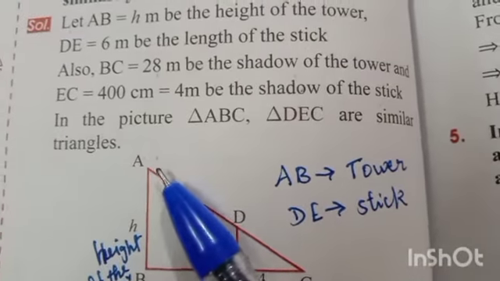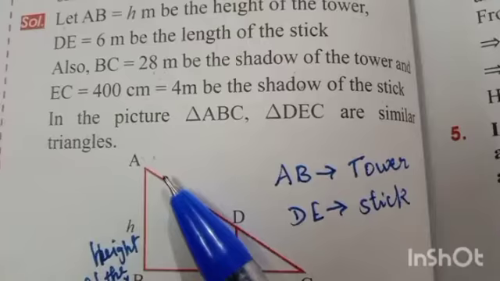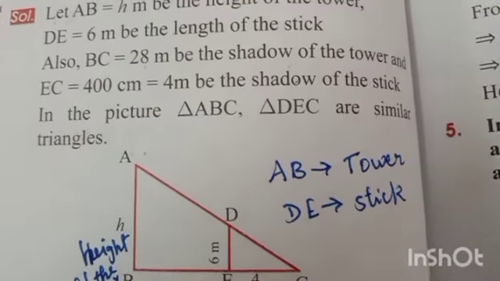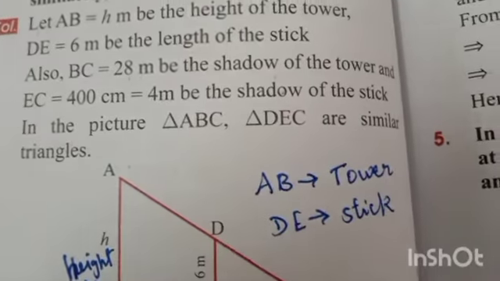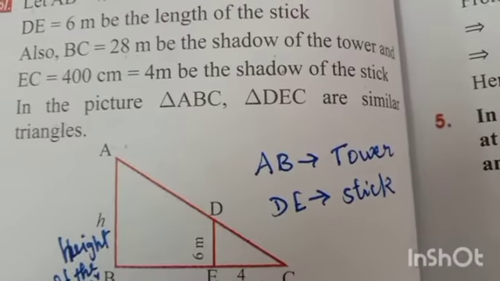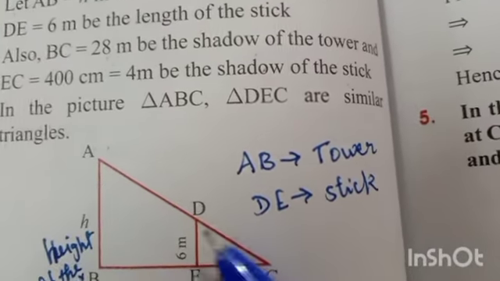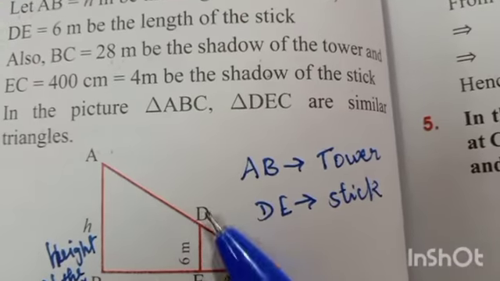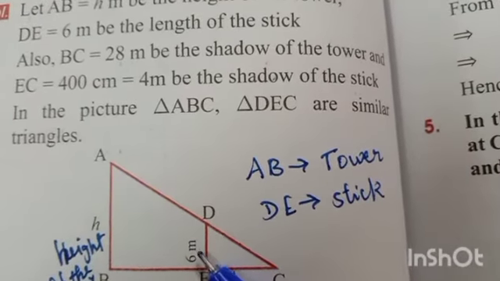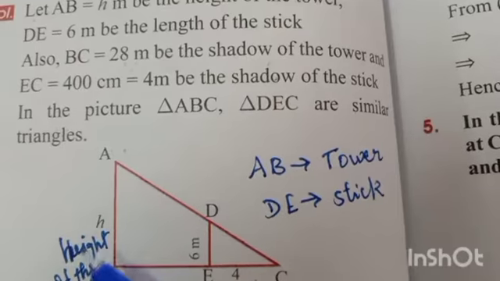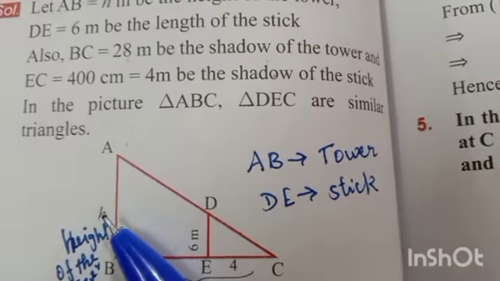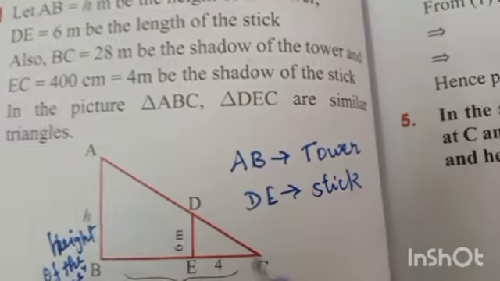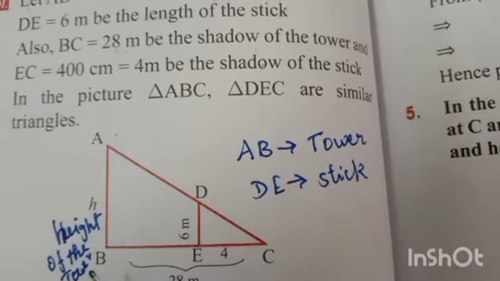Okay, so AB is the tower, then DE is the stick. You have to draw one right angle triangle. This is the height of the tower, and this is the height of the stick. The height of the stick is already given in the question, 6 meters. We want to find the height of the tower, so it is unknown. You have to consider it as h.